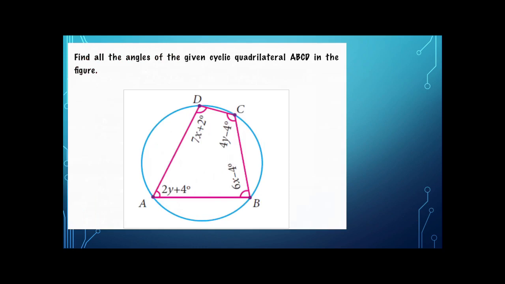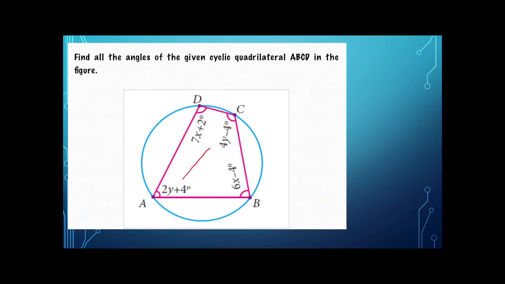Okay, a bit of algebra here. We do have a cyclic quadrilateral. Notice this shape has 4 sides and all 4 corners touch the circumference of the circle. We've been asked to find all the angles, so let's find x and y.